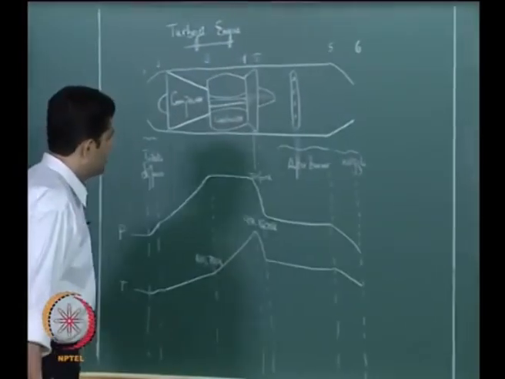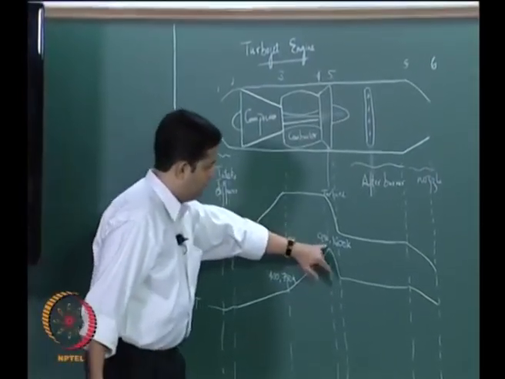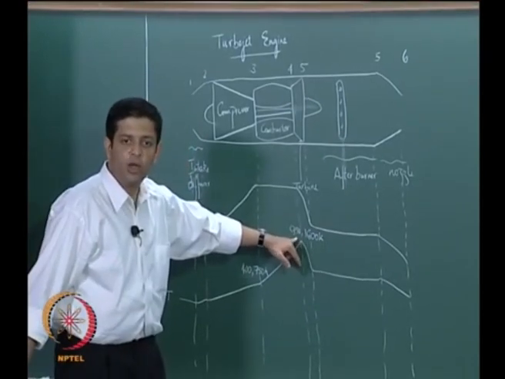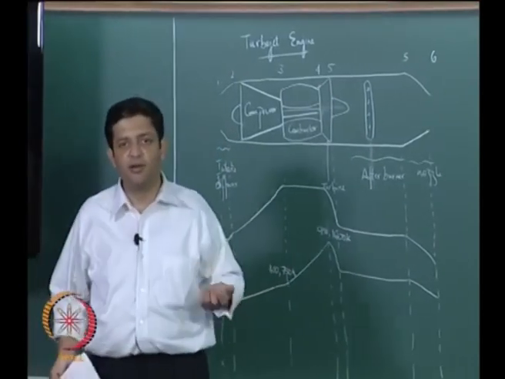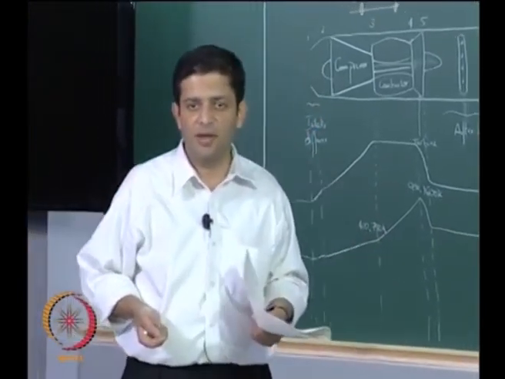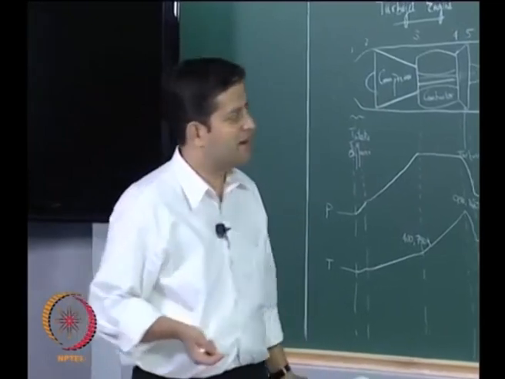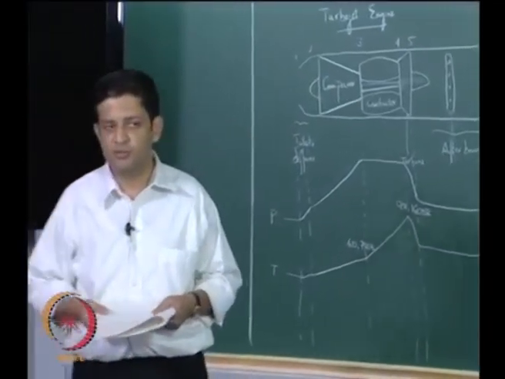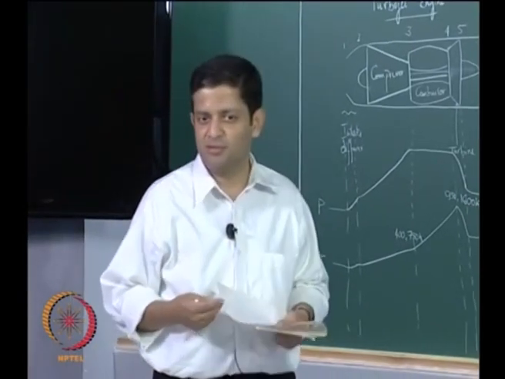And now compare that with what we are letting this go to. This is around 1600. Why do you think we are not letting it go to such a high temperature? Turbine inlet temperatures need to be lower. Why is it to be lower?